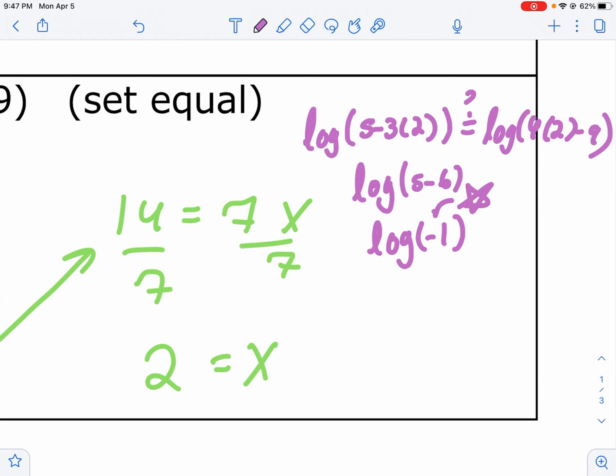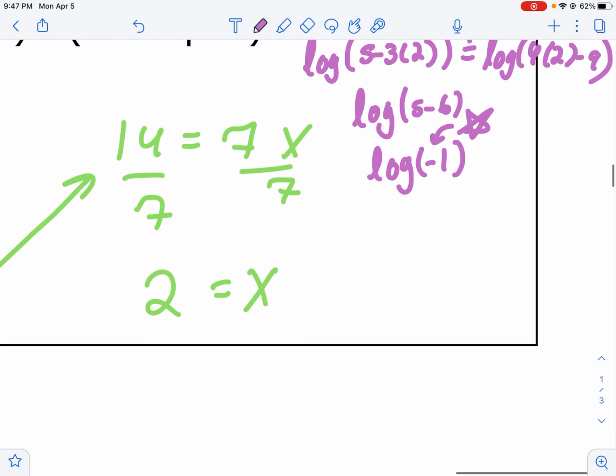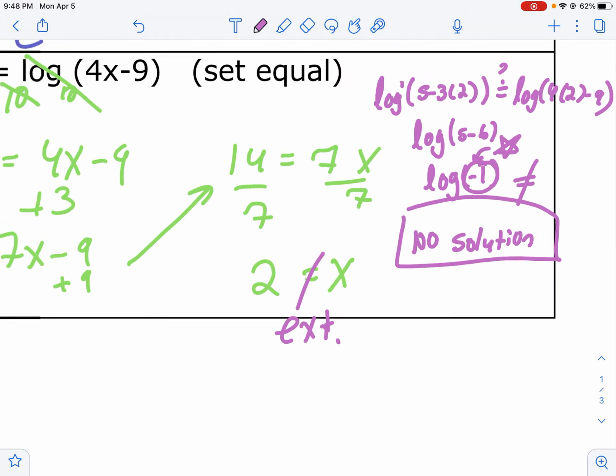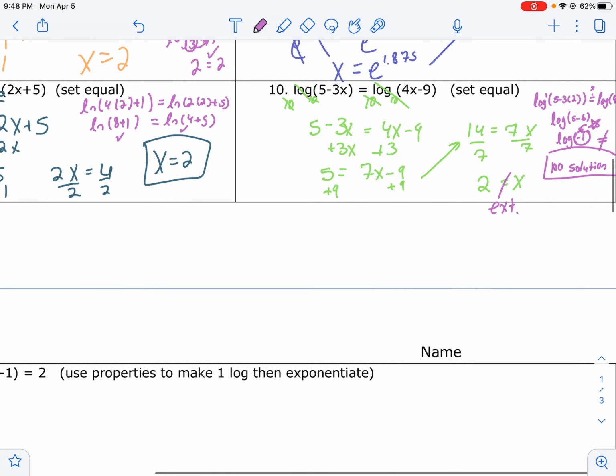This should raise a siren right here because negative 1 is inside of a log. All right, let's think about our log graph. It looks like this. Log graphs never go negative, so we physically cannot plug a negative into a log. The other reason is, if you think about it, it's asking you, what do I raise 10 to in order to get out negative 1? It's not physically possible to raise 10 to a power and get out negative 1. So right here, we can stop and say that there is no solution because the only solution we got is an extraneous solution. All right, so that's number 10.